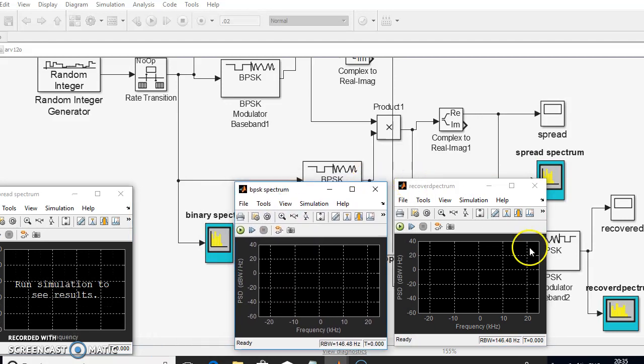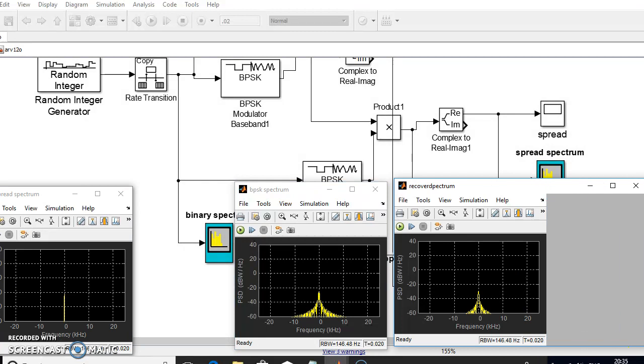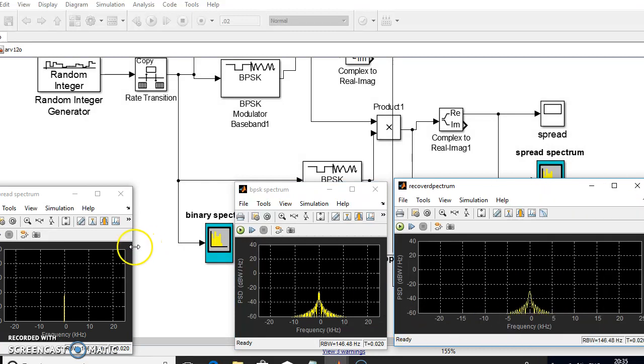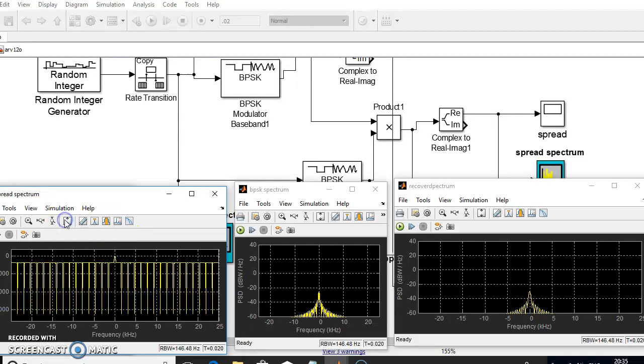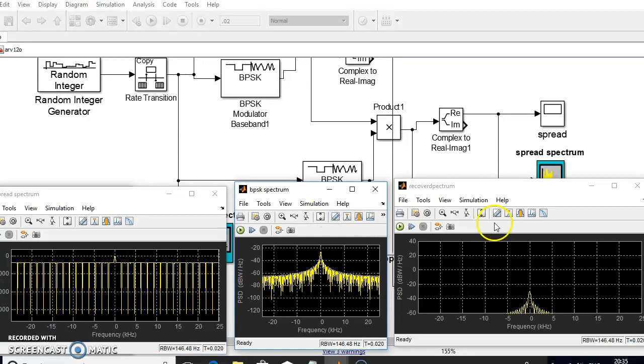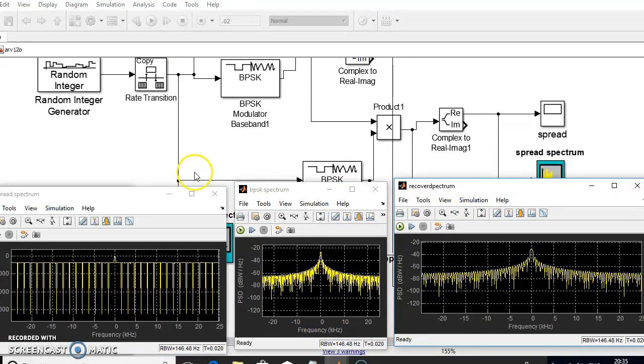So if you actually auto scale this, you can get the input spectrum, the BPSK spectrum and the recovered spectrum.